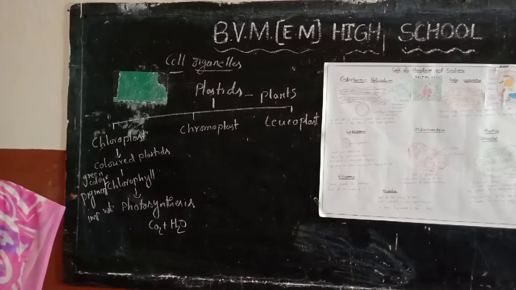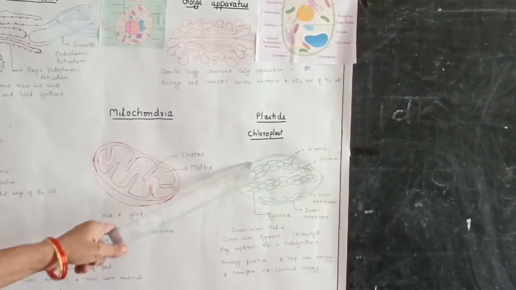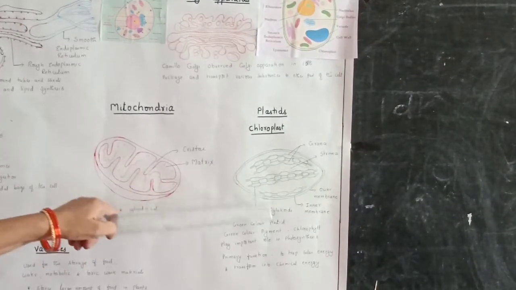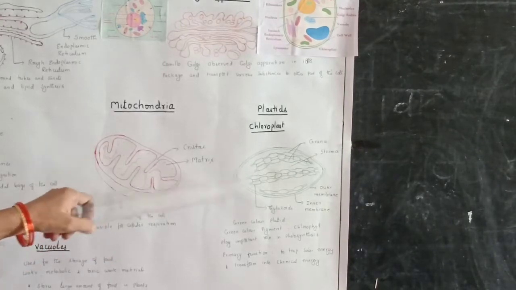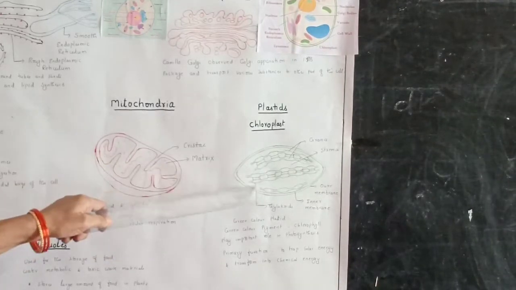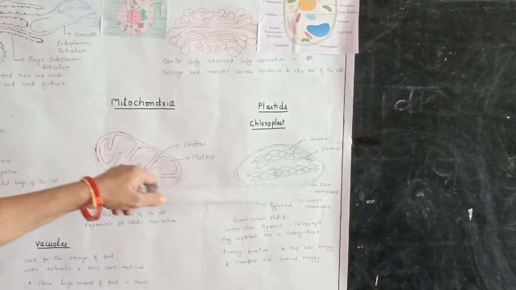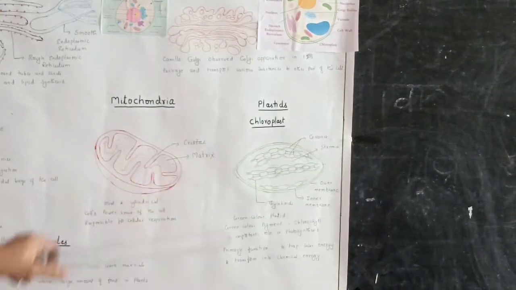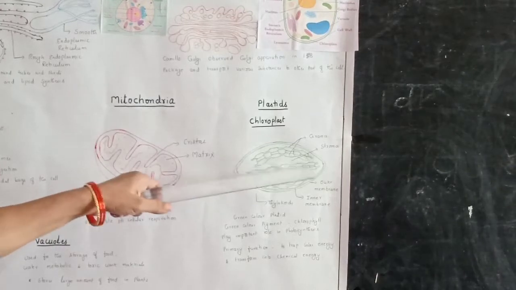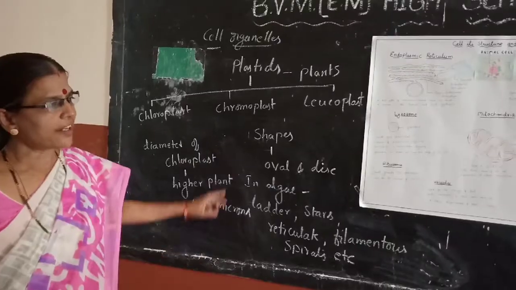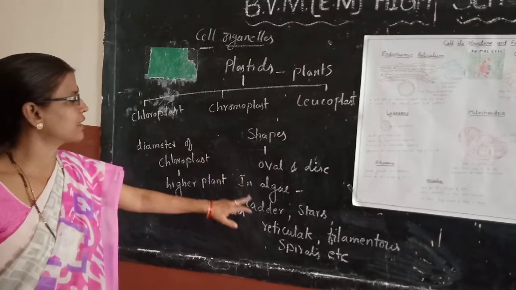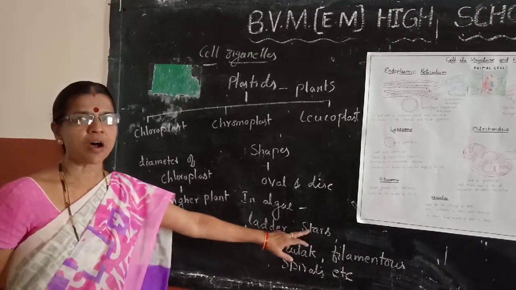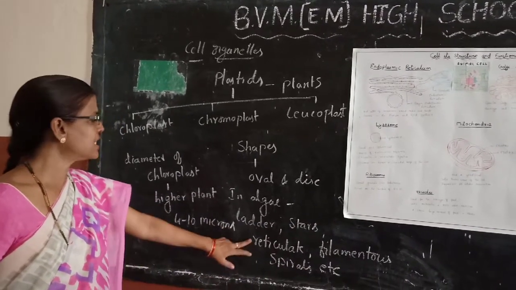If you observe the structure of the chloroplast, it is a membrane-bound organelle. It has two membranes, an inner membrane and an outer membrane. Inside this, there are structures called thylakoids arranged in a stack. These stacks of thylakoids are called grana. Inside this, there is a fluid-filled portion called stroma. They have different shapes: oval and disc, and also ladder, stalks, reticulate, filamentous, and spirals.